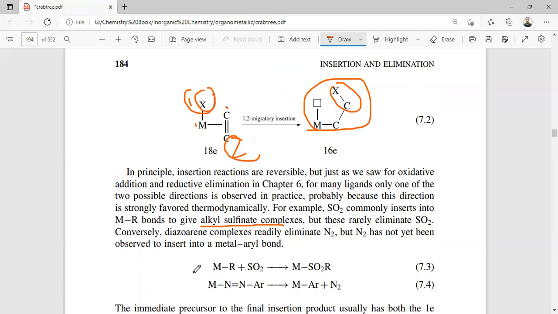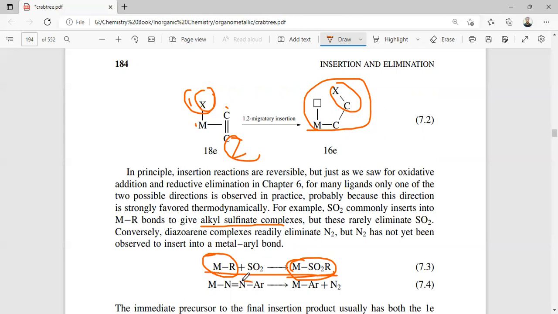So that means here the insertion reaction occurs. SO2 inserts between the M-R bond to form this metal sulfonate complex. So that is only insertion, no elimination occurs. SO2 does not eliminate from this complex. So here there is no equilibrium in the left direction. That is a totally right-direction reaction. So the formation of the M-SO2R is kinetically favorable. So that is a one-direction process.